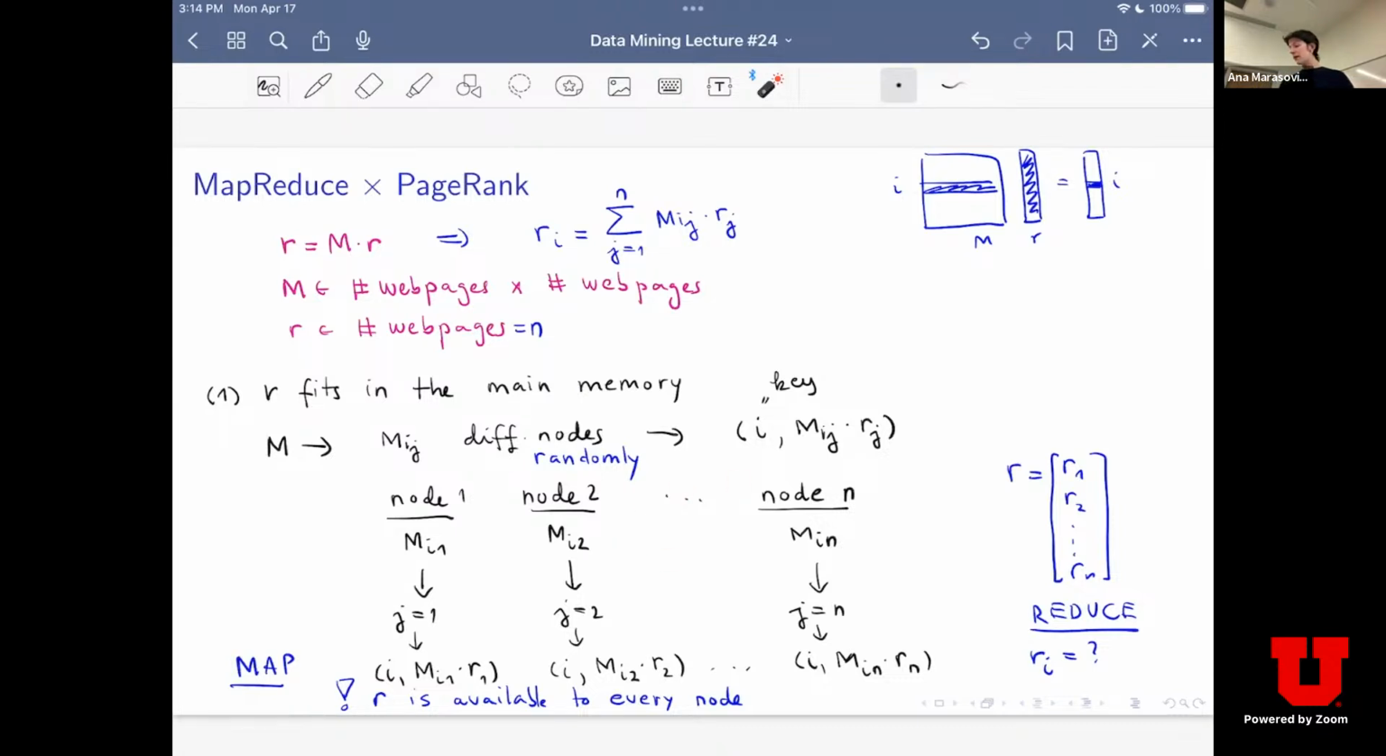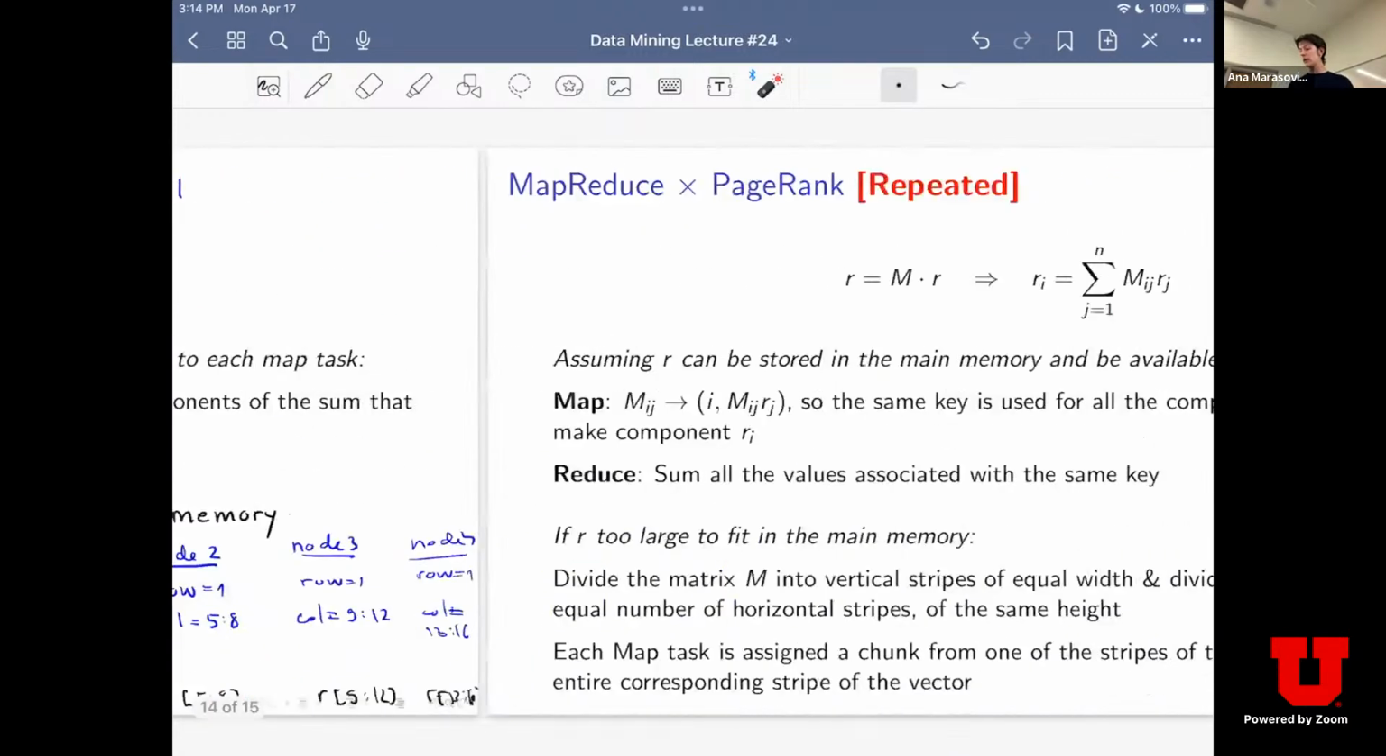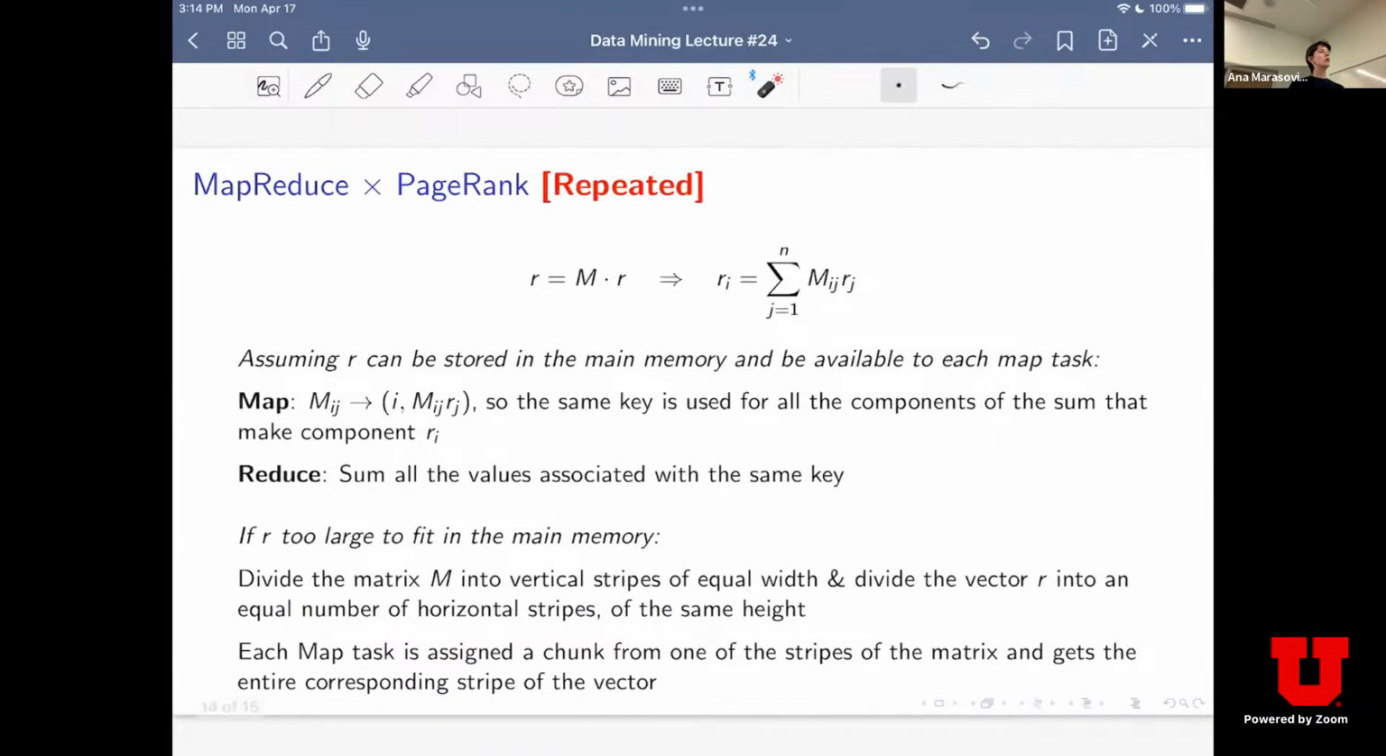Now, this was where we have R that fits in the memory. This is a situation where R is too large to fit in the memory. There are more and more situations people think of in terms of PageRank and MapReduce, where they continue to refine this MapReduce paradigm. So they might notice, okay, matrix M is too sparse, and I might want to use blocks of it, and so on.